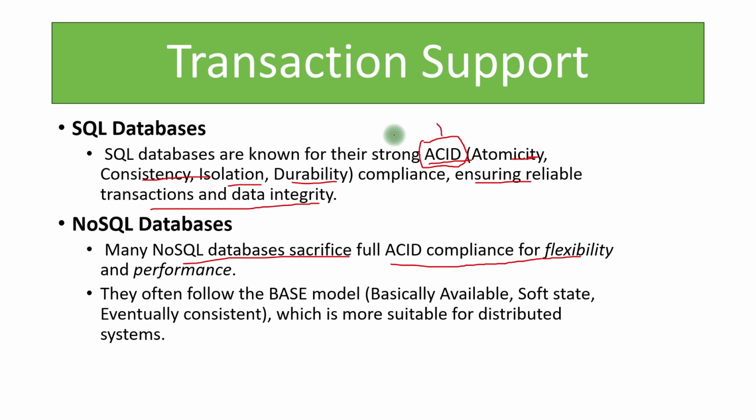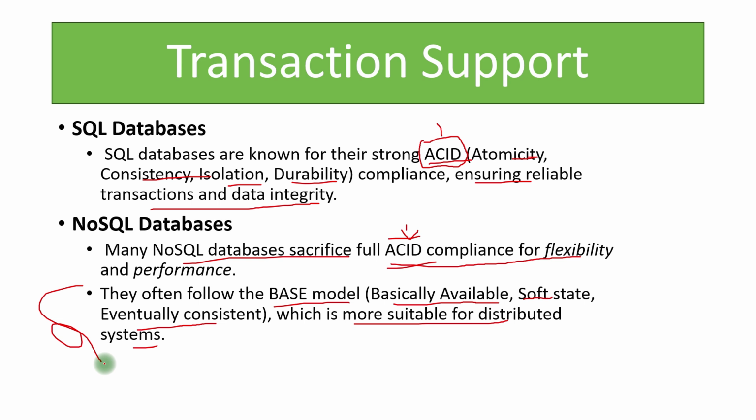When NoSQL databases came into the picture and I needed scalability and performance at huge scale, we had to sacrifice some of the properties around ACID, like complete compliance, for flexibility. So NoSQL databases do not follow ACID compliance, but they follow the BASE model, that is basically available, soft state, eventually consistent, which is more suitable for distributed systems. Like they say, eventually consistent.